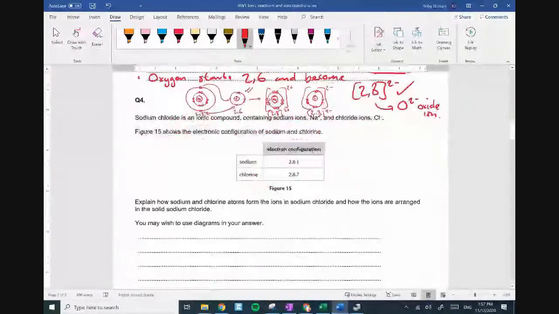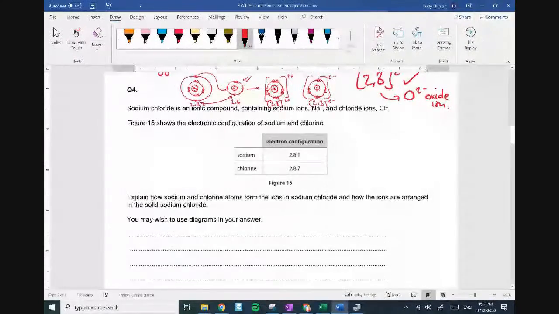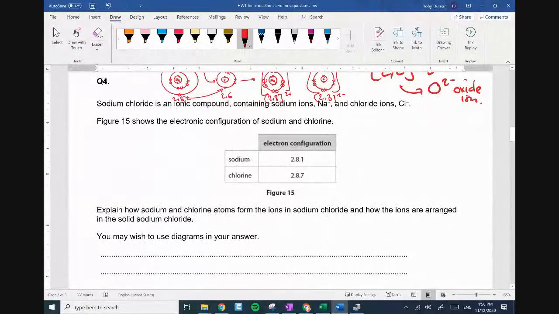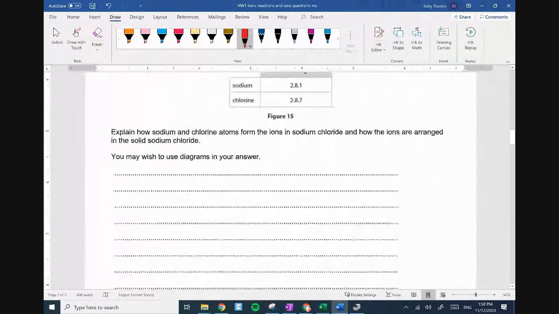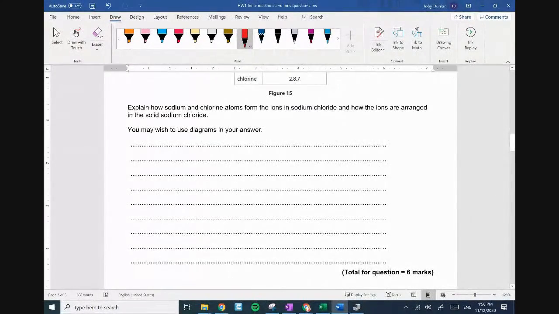Okay, next. Sodium chloride is an ionic compound containing sodium ions and chloride ions, shown in the diagram. Explain how. It's going to be interesting here. 6 marks again.